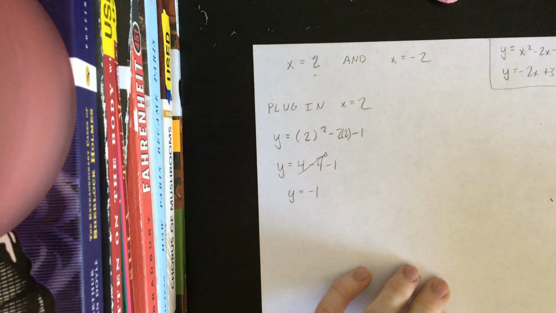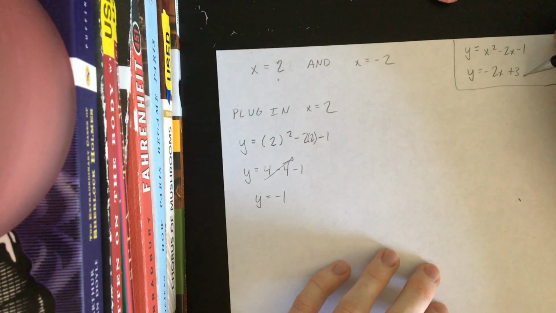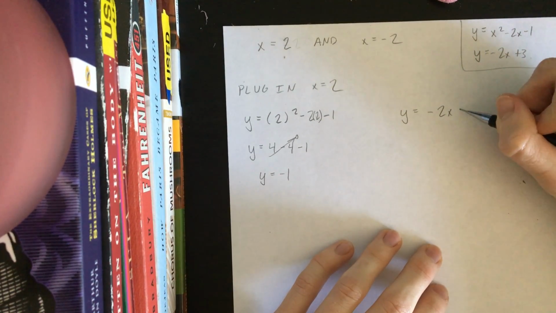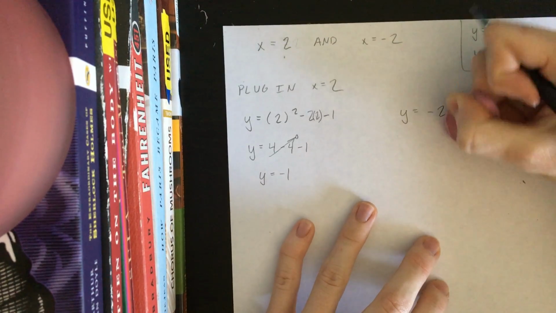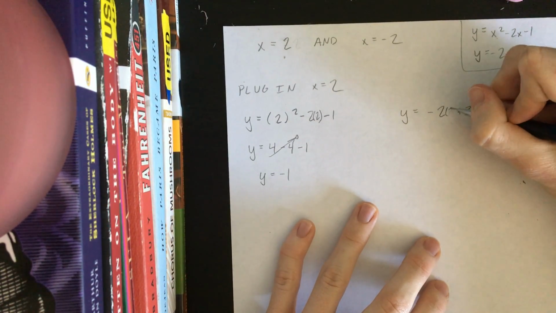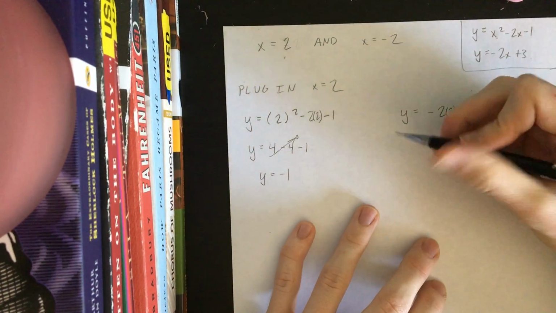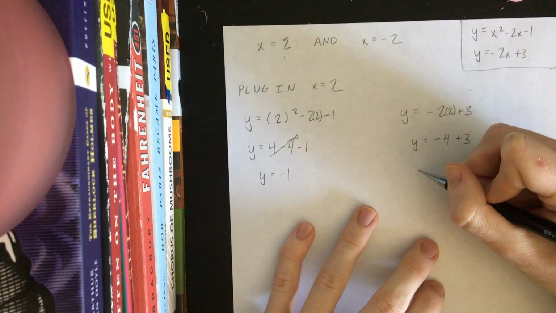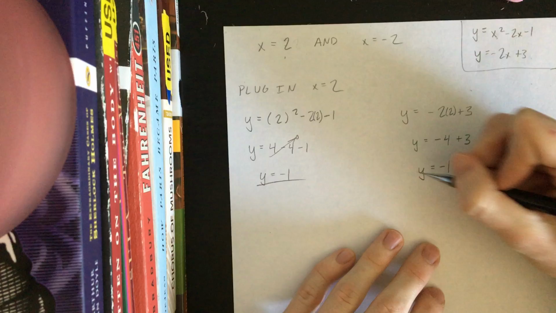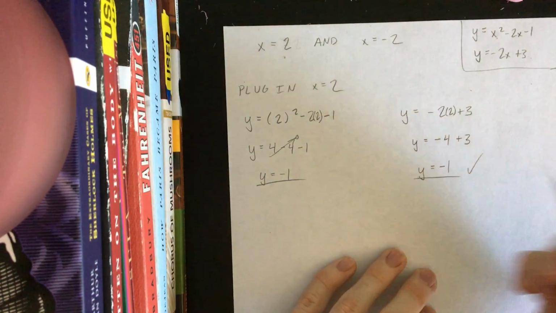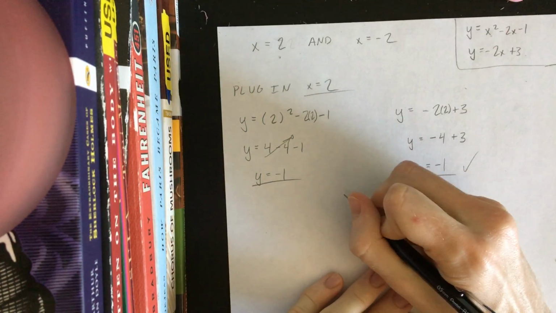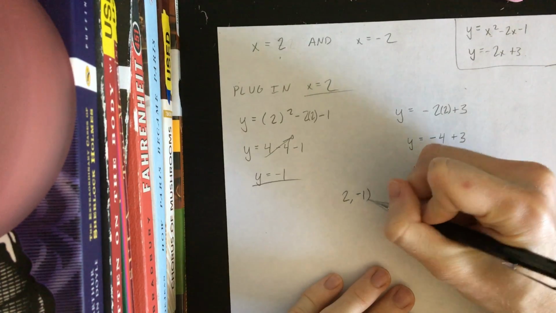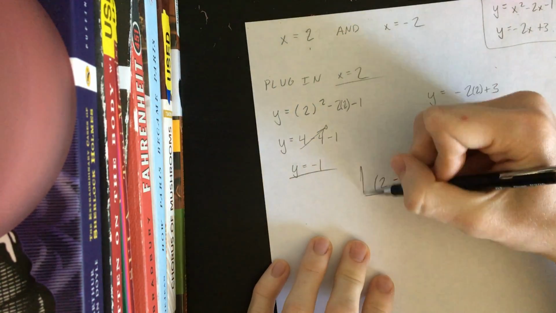Now it's always a good idea to check your answer by plugging it into the second equation, y equals negative 2x plus 3. Remember, we're plugging in 2 everywhere we see x. So y equals negative 2 times 2, which is negative 4, plus 3. Y equals negative 1, so it checks out. So our first ordered pair, where we plugged in x equals 2 and solved for y, is 2, negative 1.